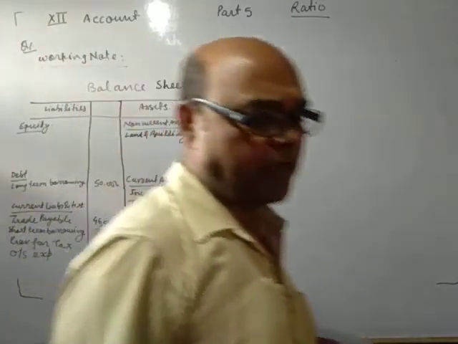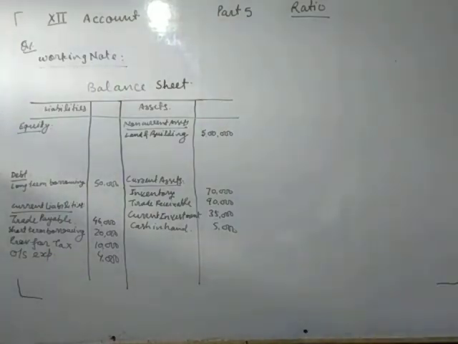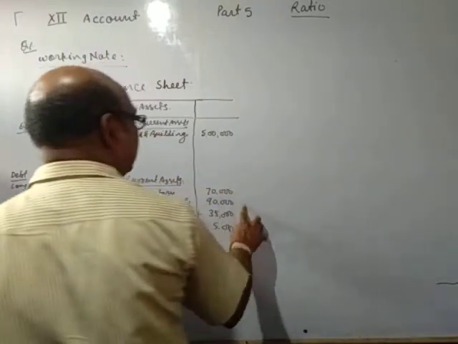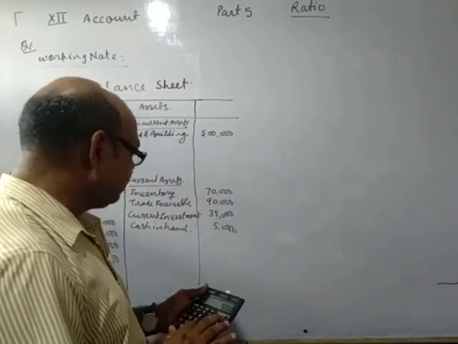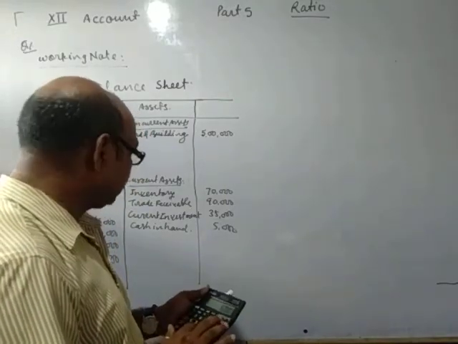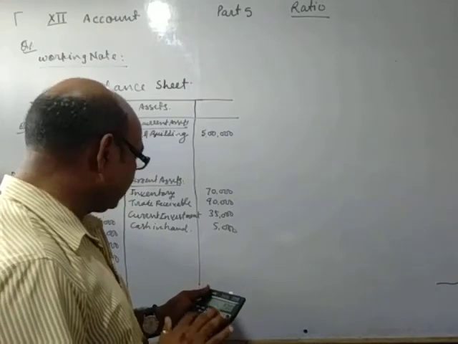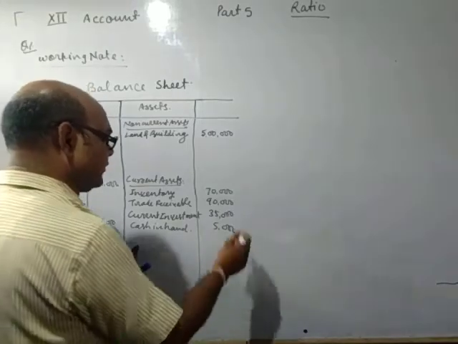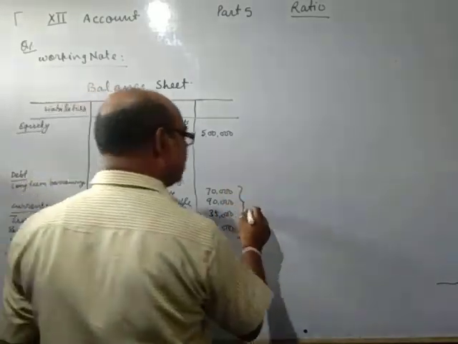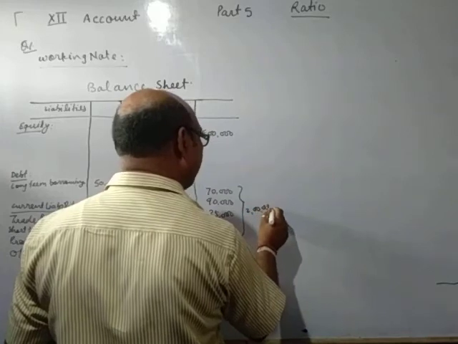You do not need to make the total. Only make a balance sheet. Okay? And from here you can calculate the current assets or current liabilities. These are the current assets, so make the total of these: 70,000 plus 90,000 plus 35,000 plus 5,000. This total is 2 lakhs.